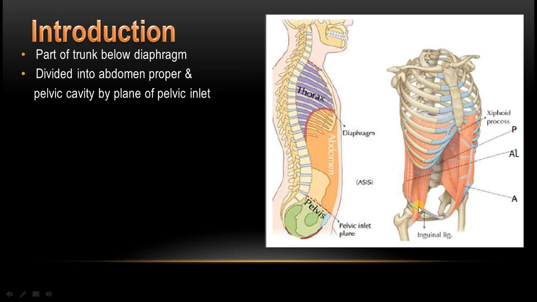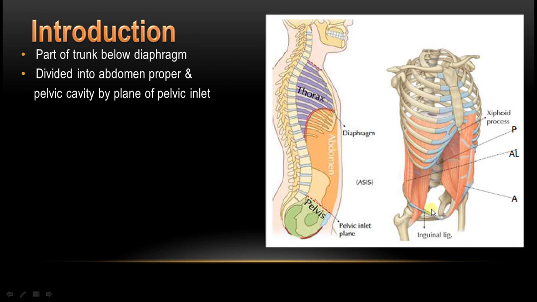Then anteriorly you have a wall which is called the anterior abdominal wall. You can also call it the anterolateral wall, because these muscles and the fascia and aponeurosis form the anterior as well as the lateral part, so anterolateral wall. Then posteriorly you also have the posterior abdominal wall.